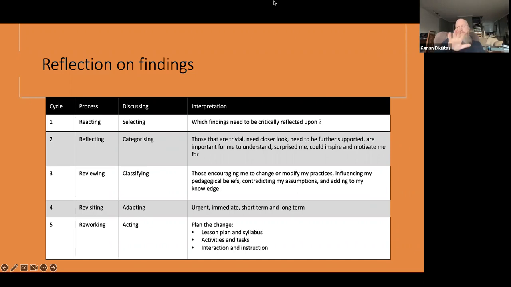So what I'm saying, the interpretation process should involve students, where they can make sense of the data for themselves and help you reflect on the findings to get some kind of insights into how you can make the changes.